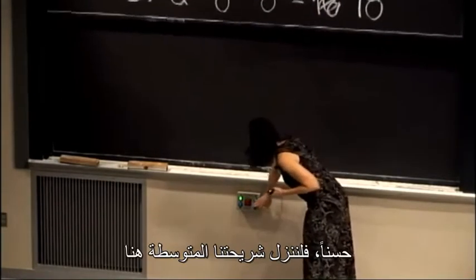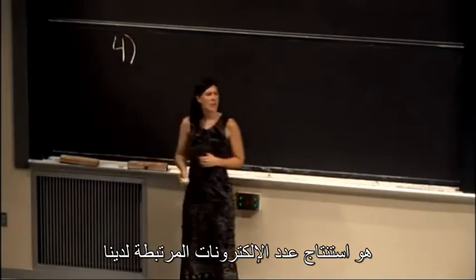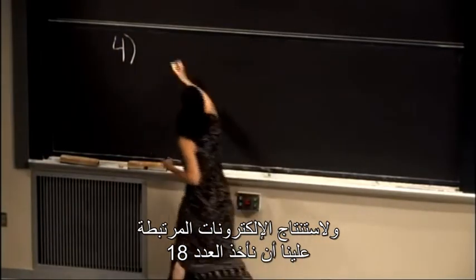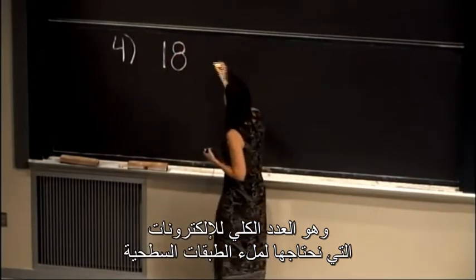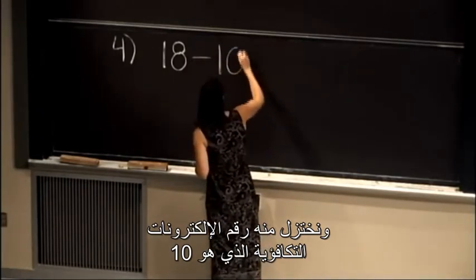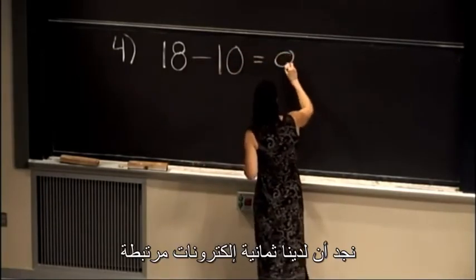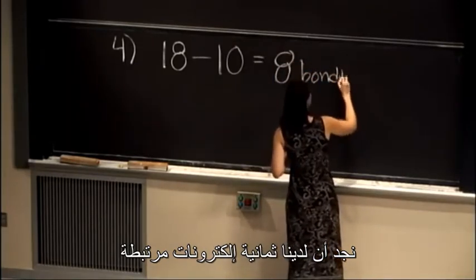All right, so let's bring down our middle slide here. So we have 18 electrons, and the next thing we need to figure out is how many bonding electrons we have. To figure out bonding electrons, we take that number 18, which is the total number of electrons we need to fill valence shells, and subtract our number of valence electrons, which is 10. And what we find is that we have 8 bonding electrons.